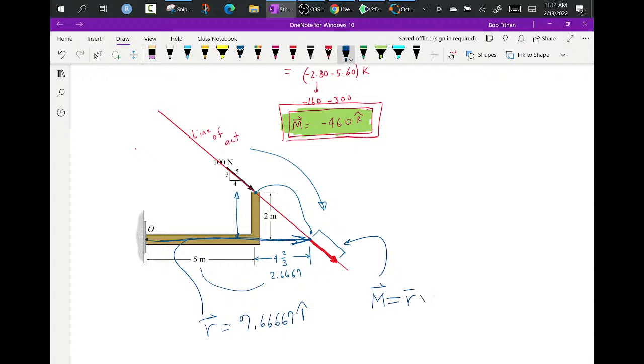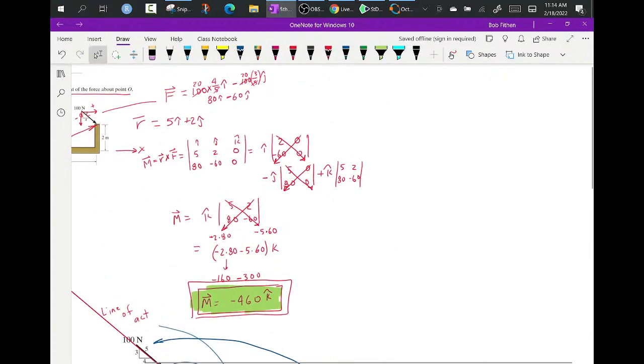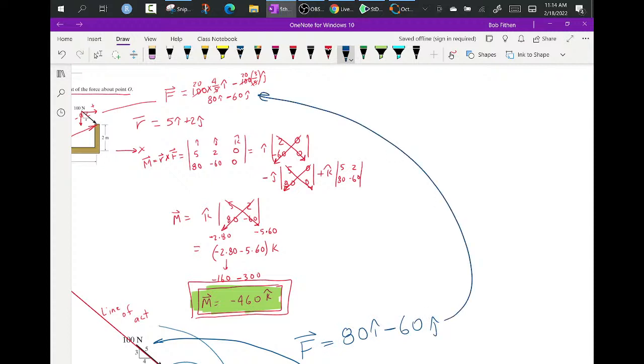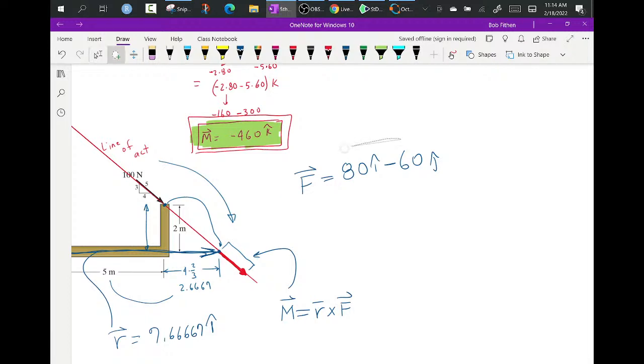R cross F. Now, my F is still the same thing. And so now I'm just going to go up here and say, my F remains the same, and it's 80I minus 60J. That comes from right up here. So I'll keep that here, and I actually may just move it down because it's up in the other area. So I'm going to just move it down.